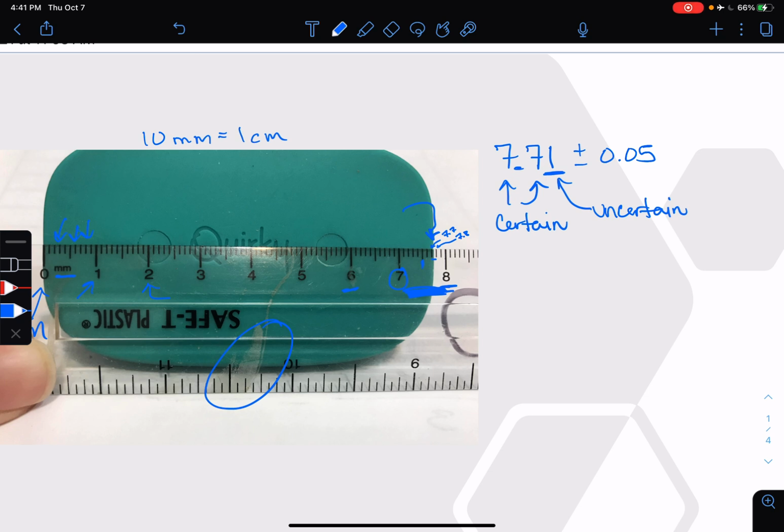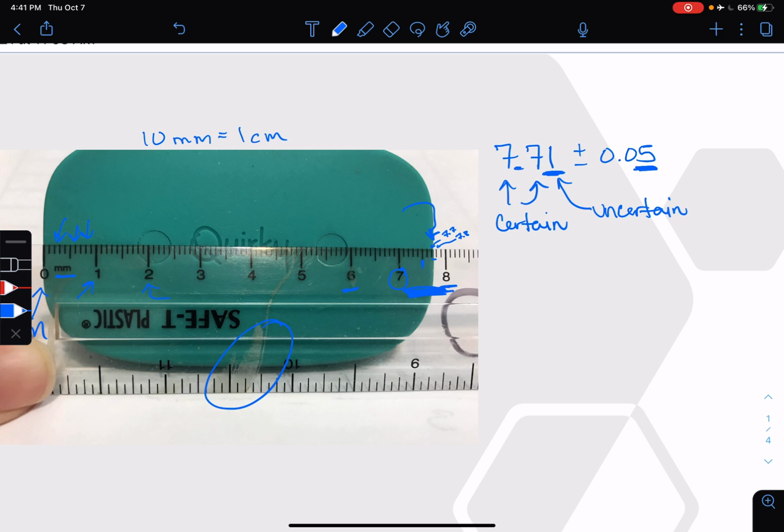Now, what you'll notice is that the 5 goes to the same column that the 1 did there. Okay, so we're talking about uncertainty here, so it should make sense that it's going to the same column. And that's what it's going to do all the way through this lesson.